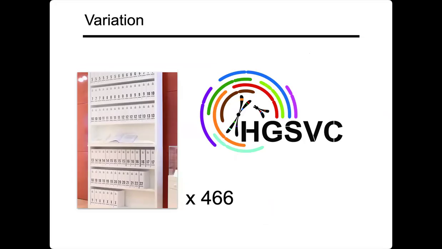I put the wrong logo there, I'm sorry. HGSVC is a separate effort. It's also very good, but it's only sequenced on the order of dozens of haplotypes. I should have put the HPRC logo here; it was a mistake.